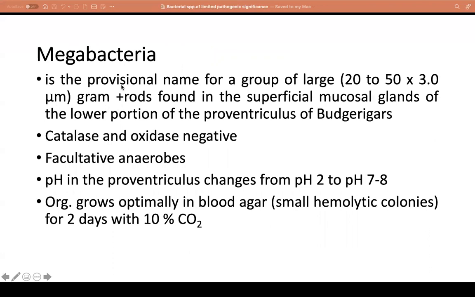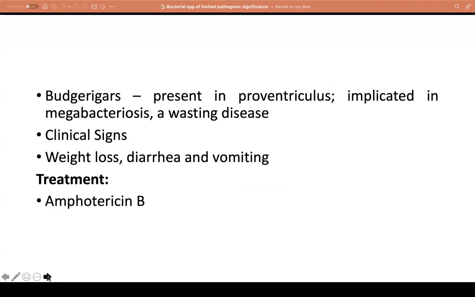Megabacteria is a provisional name for a group of large gram-positive rods measuring 20 to 50 by 3 micrometers. They are found in the superficial mucosal glands of the lower portion of the proventriculus of budgerigars. Catalase and oxidase negative, facultative anaerobes. pH in the proventriculus changes from pH 2 to pH 7 to 8. Organism grows optimally in blood agar, producing small hemolytic colonies for 2 days with 10% CO2.